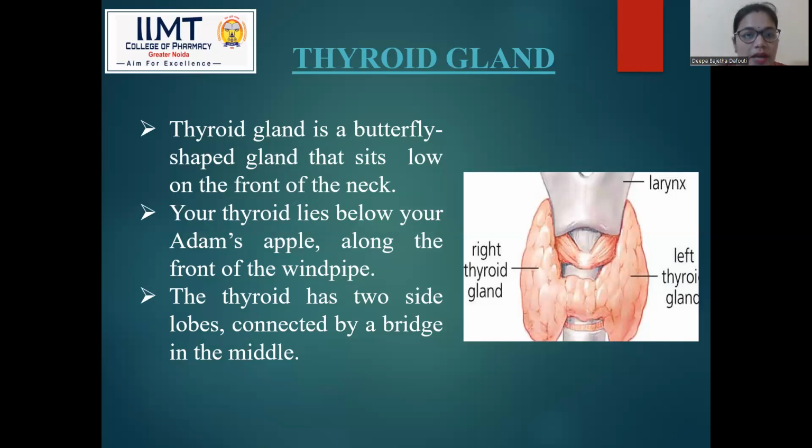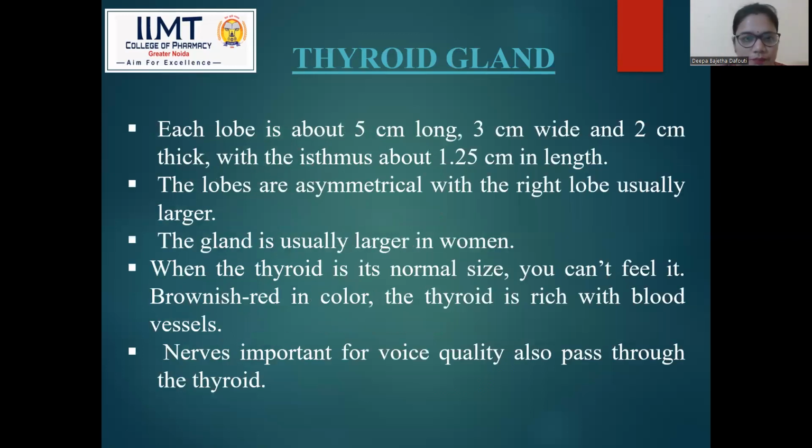So the thyroid gland is butterfly shaped. You can see this shape in this diagram that sits low on the front of the neck. Your thyroid lies below your Adam's apple along the front of the windpipe. The thyroid has two lobes connected by a bridge in the middle. Each lobe is about 5 centimeter long, 3 centimeter wide, and 2 centimeter thick, with the isthmus about 1.25 centimeter in length.